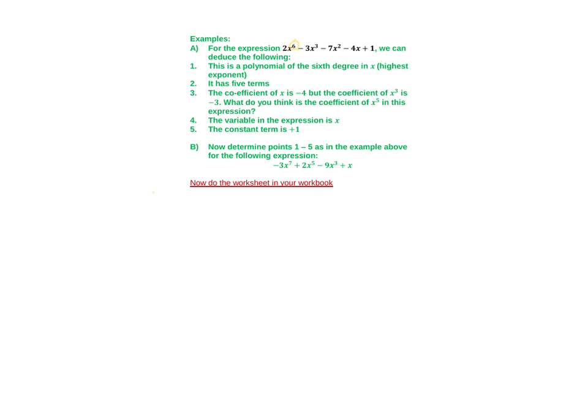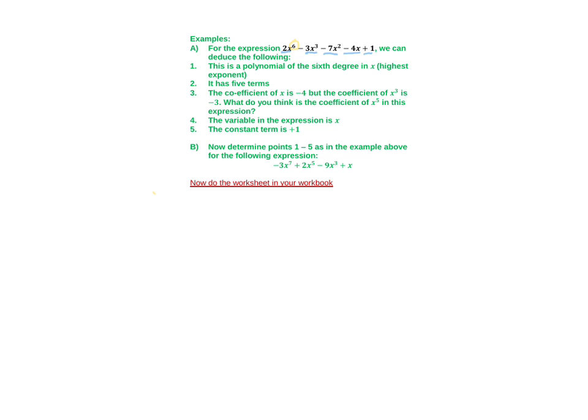It has 5 terms. Let me underline them for you. And it's 1. Remember, a plus and a minus separates terms. There's my minus now, and then that's term 2, the negative 3x cubed. That's where the term starts with the sign. Then my next term is negative 7x squared. Fourth term is negative 4x, and the last term, the constant term, is positive 1.